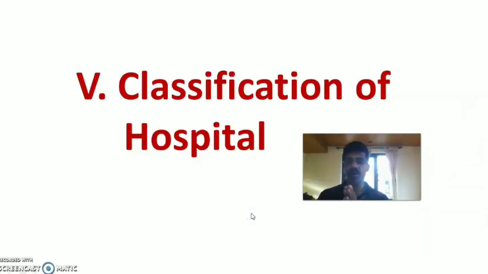The important session of the day is classification of hospitals. Hospitals can be classified or categorized based on various factors. Let us see what the important classifications of hospitals are and what the different types of hospitals are that render quality and comprehensive patient care in our country.